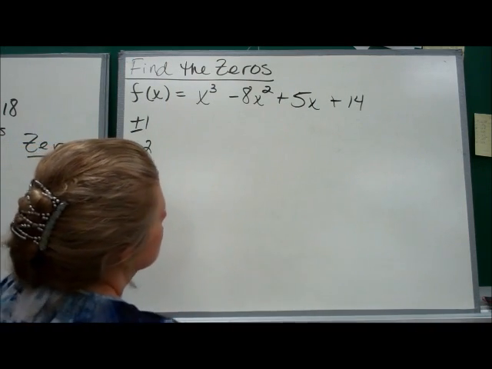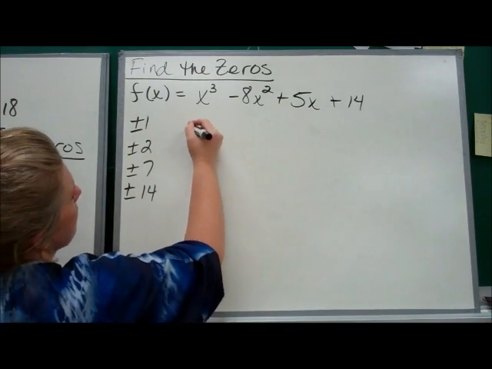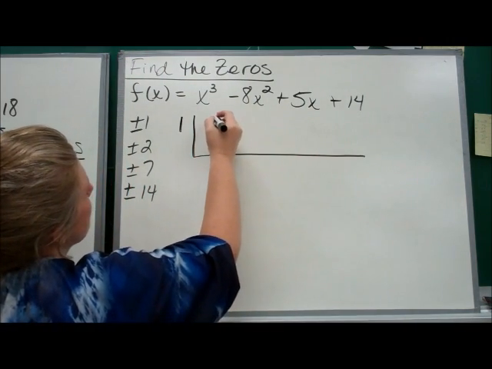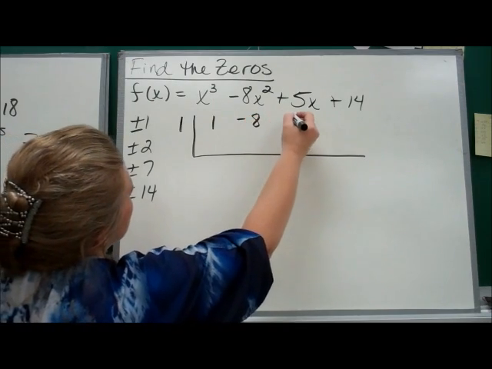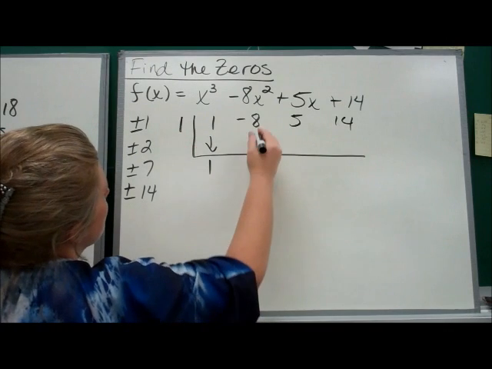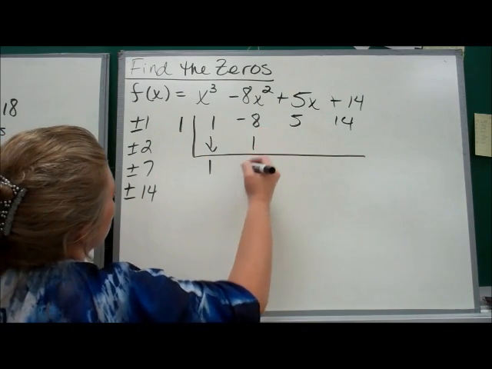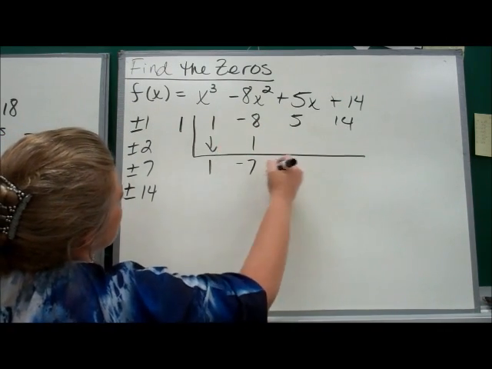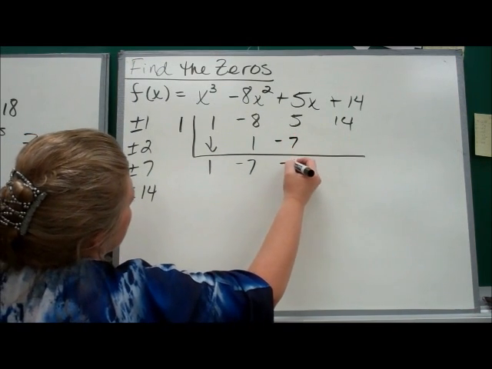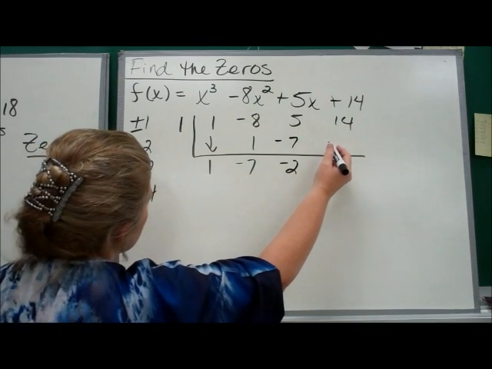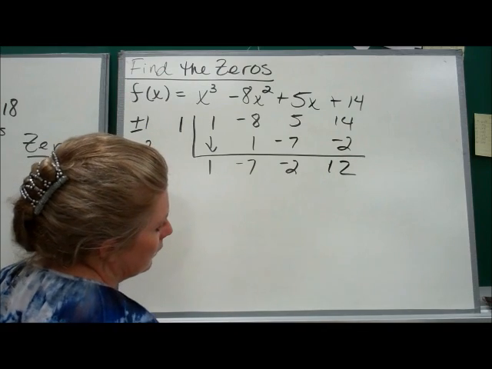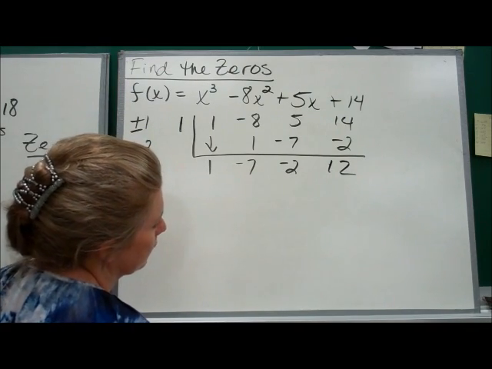Do synthetic division. Okay, starting with 1. We're going to have 1, negative 8, 5, and 14. Bring down the 1. Do the math. We've got 1 times 1 is 1. This is negative 7. Negative 7 times 1 is negative 7. Add negative 2. Negative 2 times 1 is negative 2. This is 12. Okay? So we have a remainder.